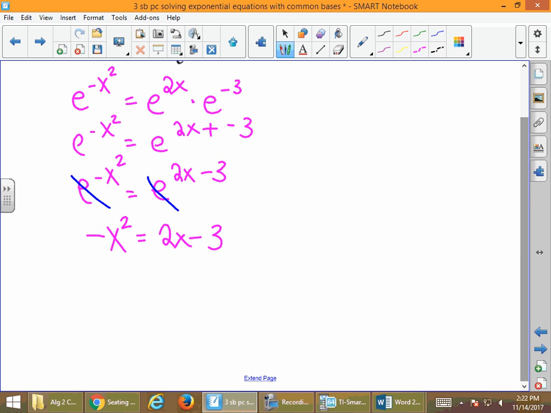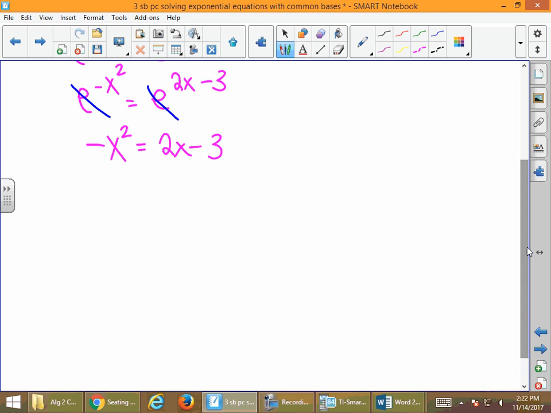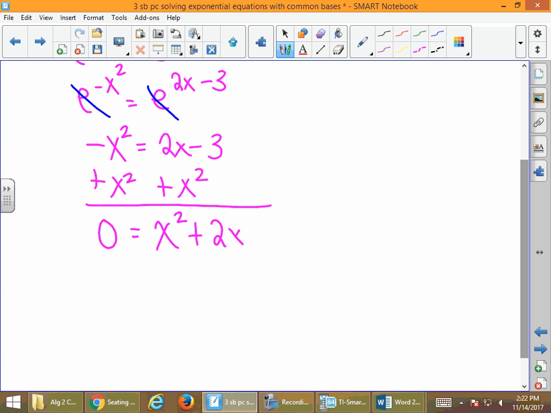We have x squared in here. We're going to have to factor. The thing about factoring is it's a lot easier to do if your x squared term is positive. So let's add the x squared to the right side. And we get 0 equals x squared plus 2x minus 3.